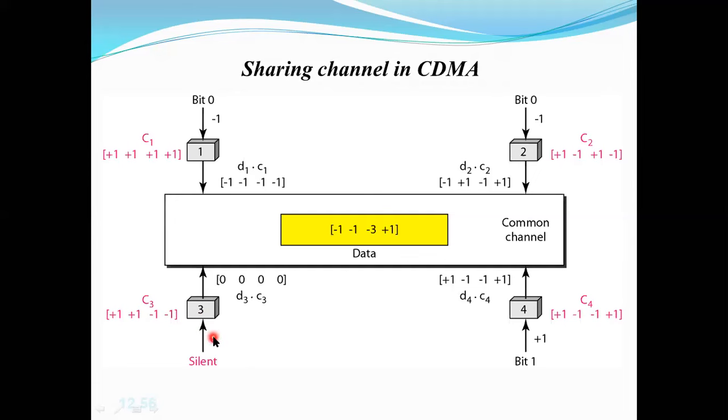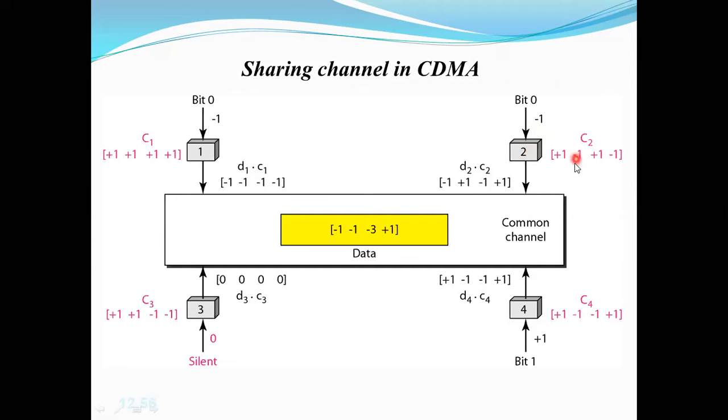Now imagine station 3 wants to hear from station 2. What is it supposed to do? It is supposed to find the summation of all the data you are going to send along in a single channel. You need to take that and multiply it with the code of station 2.